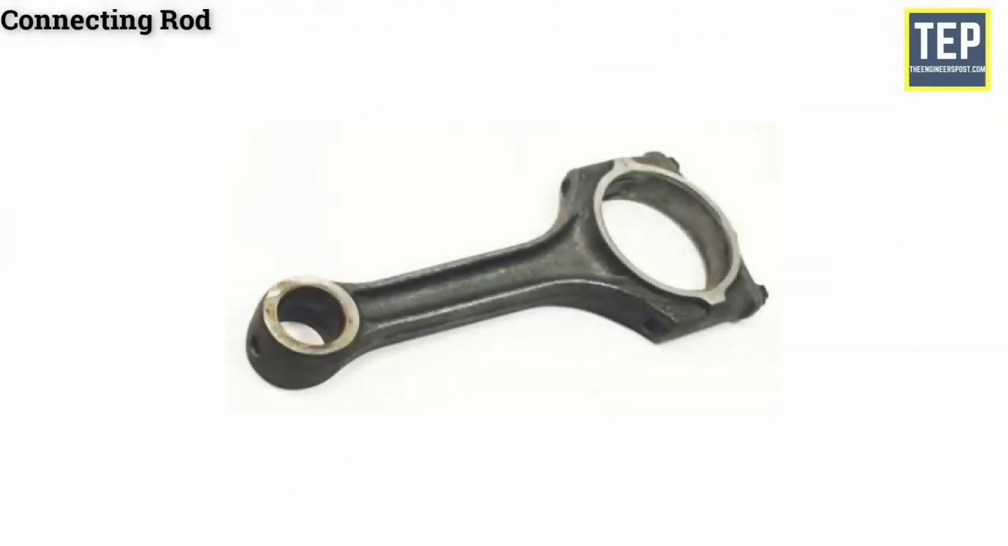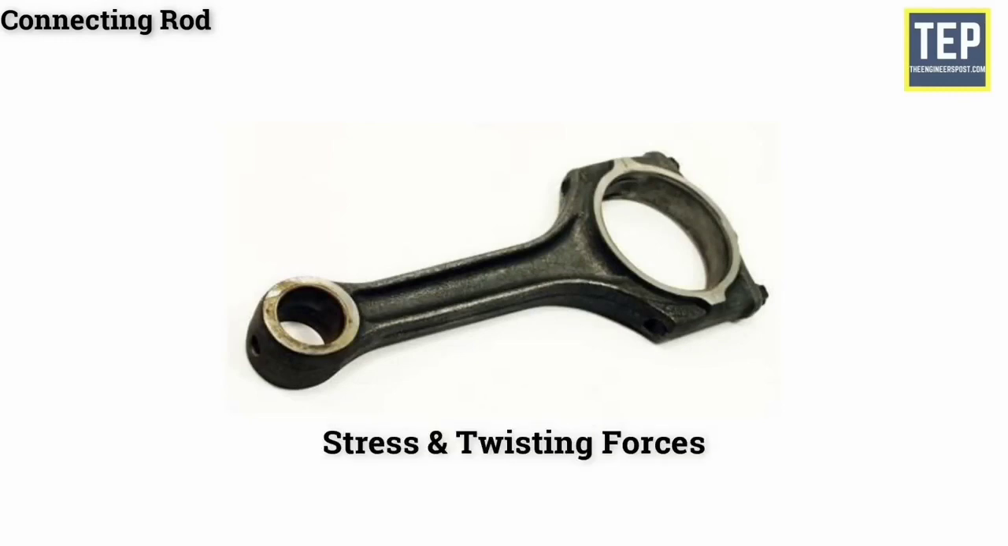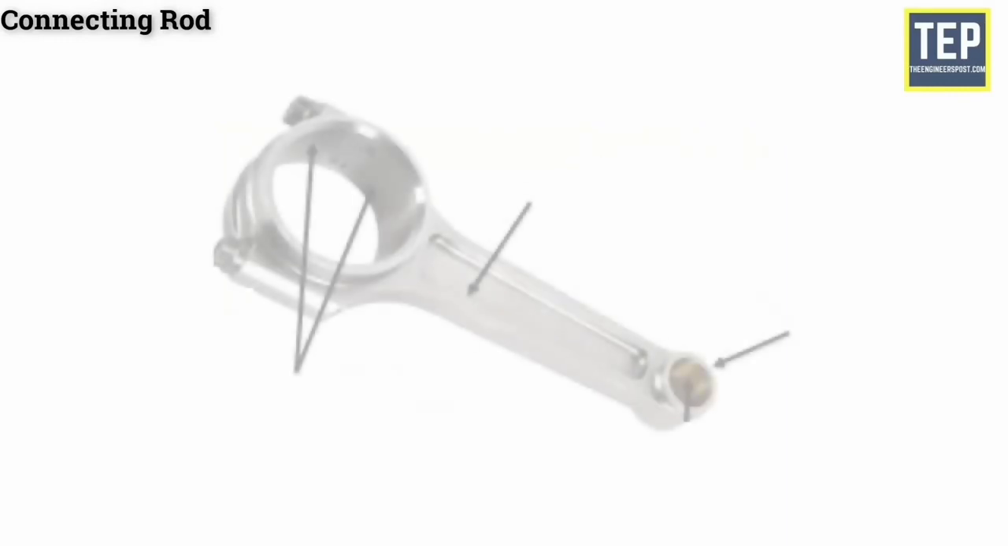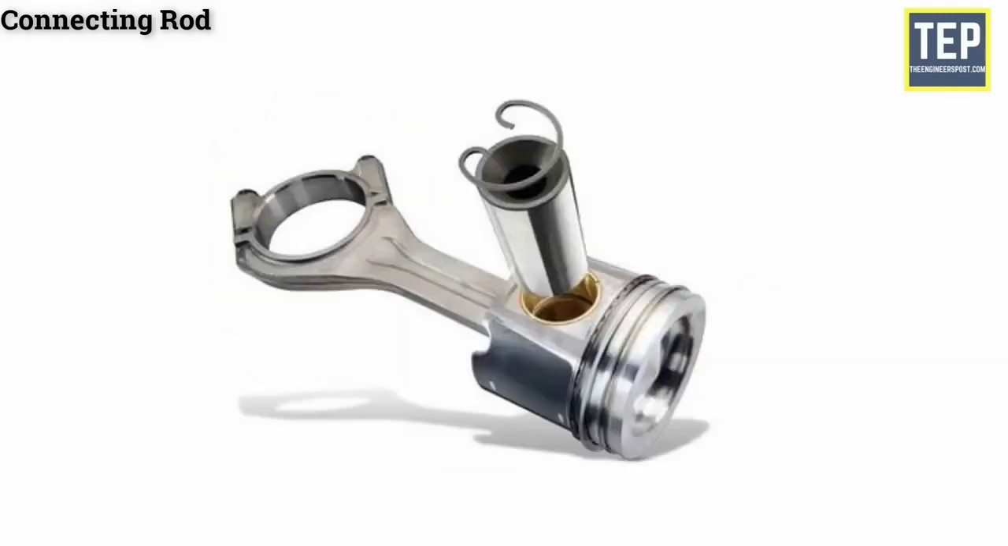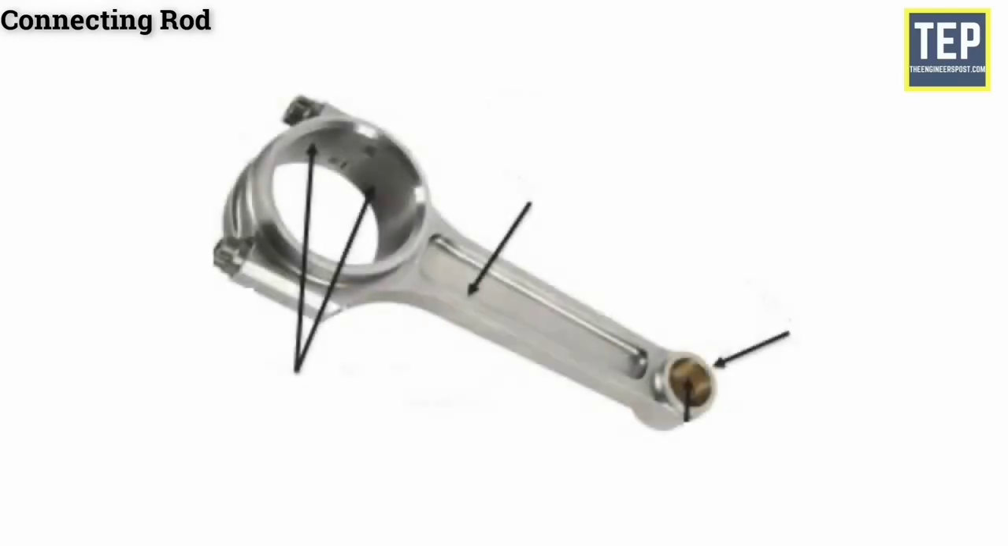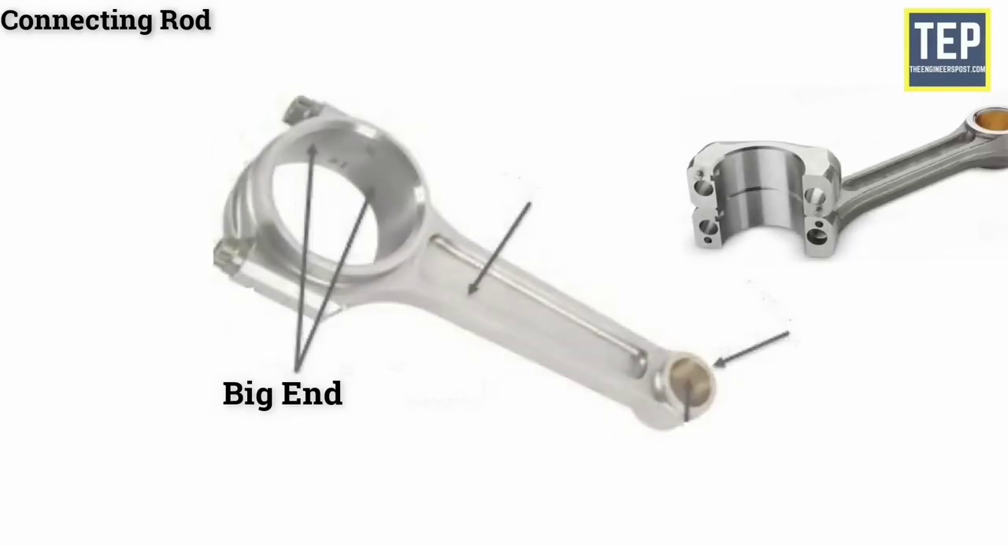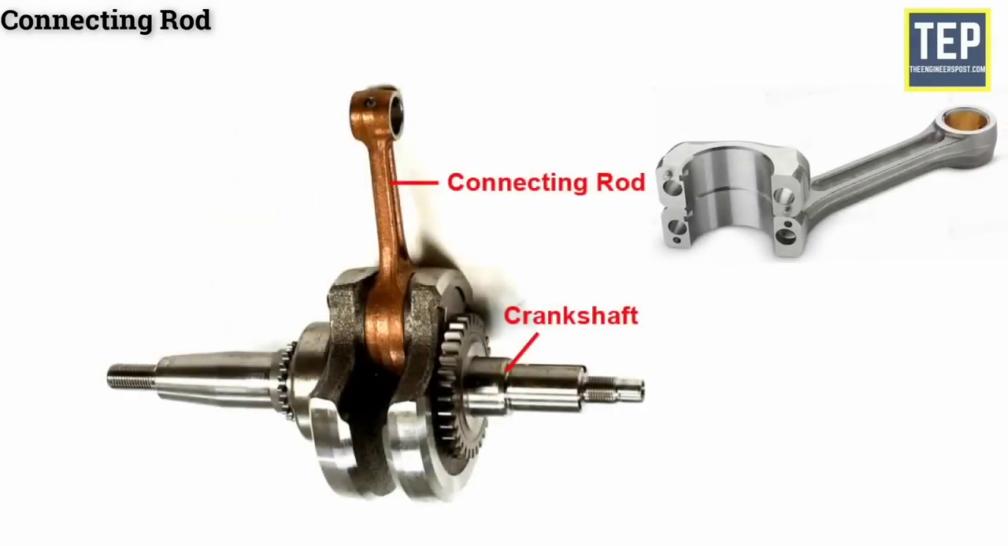The connecting rod in an IC engine must be light and strong enough to withstand stress and twisting forces. It usually has an I-beam cross-section and is made of alloy steel or duralumin by drop forging. The small end of the connecting rod has either a solid eye or a split eye, used to connect the piston by the piston pin. The big end of the connecting rod is always split, and it is used to connect the crank pin of the crankshaft.